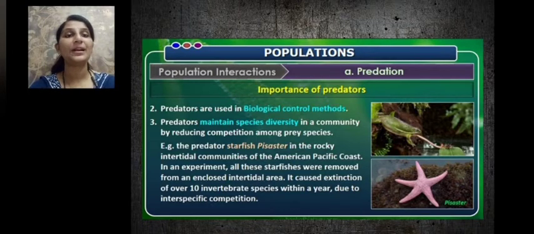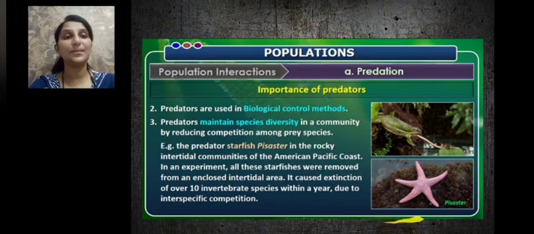For example, the predator starfish Pisaster. This is the Pisaster starfish in the rocky intertidal communities of the American Pacific coast. In an experiment, all these starfish were removed from an enclosed intertidal area. And what happened when this Pisaster was removed experimentally? It caused extinction of over 10 invertebrate species within a year due to interspecific competition.